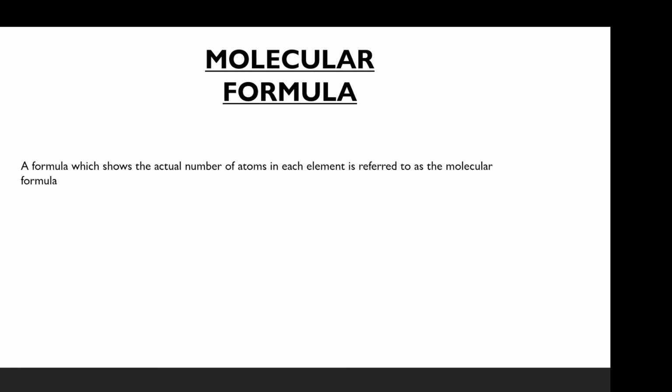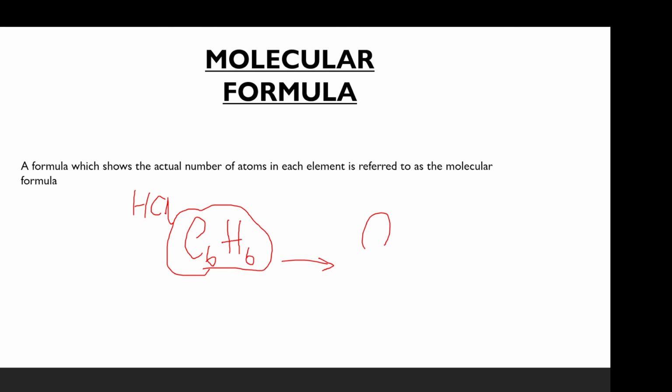So if we have, for example, HCl, that will be our molecular formula. Yes, JSL, we will be having class every Sunday 6 to 7. Or for example, benzene, C6H6. That will be our molecular formula. This is because this is actually how much is in our benzene ring and how much is in our molecule altogether. Or for example, methane, CH4, and that will be our molecular formula.